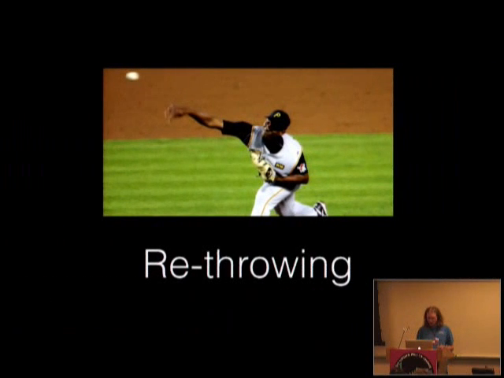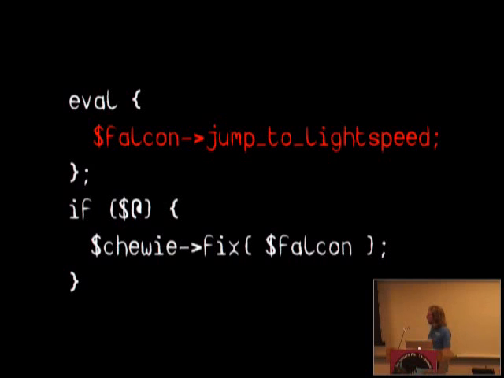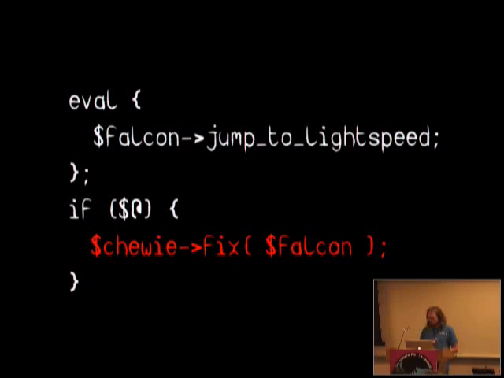Let's talk about rethrowing errors. We've had enough Star Trek references right now. Let's do a Star Wars one. We're going to get the Millennium Falcon up to light speed, so we call jump to light speed. And if there's a problem, that's going to throw an exception saying, I don't know, the faster than light drive isn't working. And if it doesn't work, we're going to get Chewie to fix it.